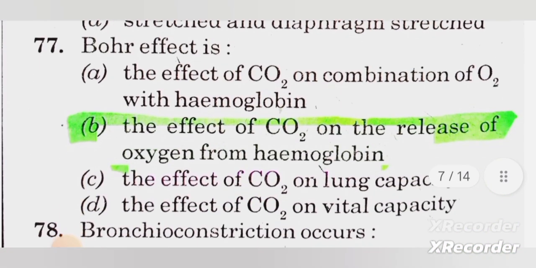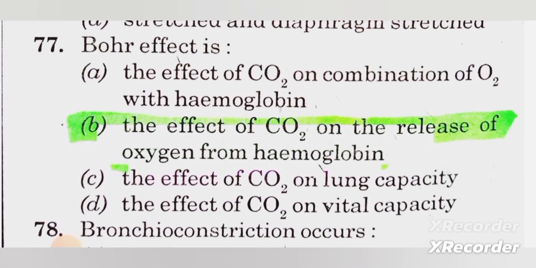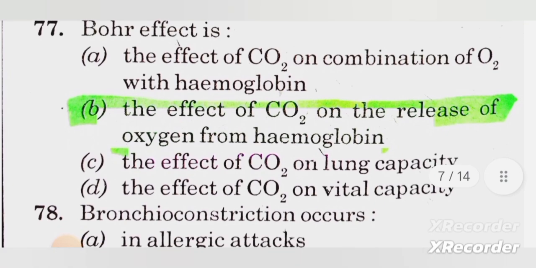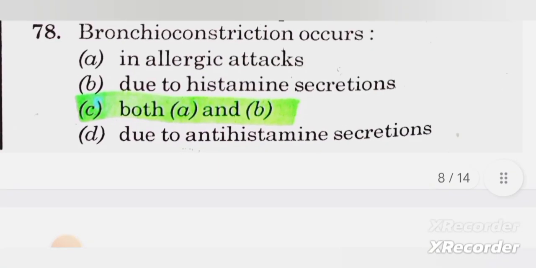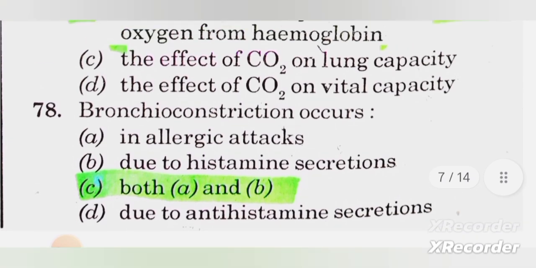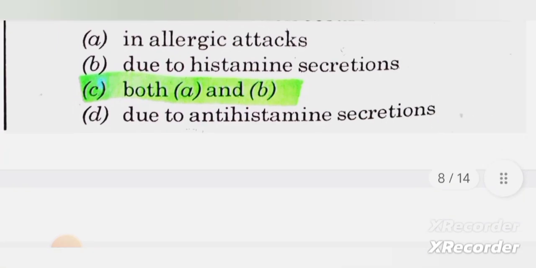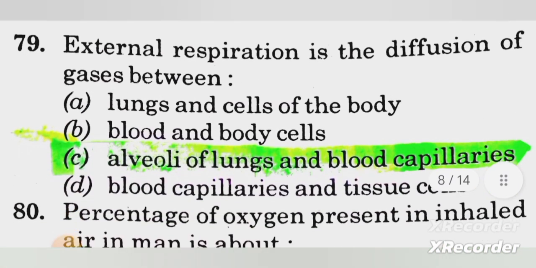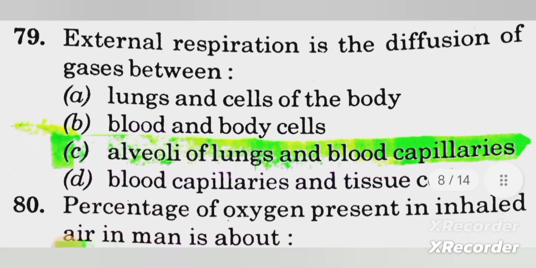Next, 77. Bohr effect is answer B, the effect of carbon dioxide on the release of oxygen from hemoglobin. Next, 78. Bronchoconstriction occurs, answer C, both A and B, in allergic attacks due to histamine secretion. Next, 79. External respiration is the diffusion of gases between answer C, alveoli of lungs and blood capillaries.